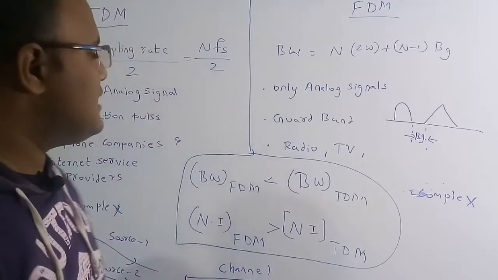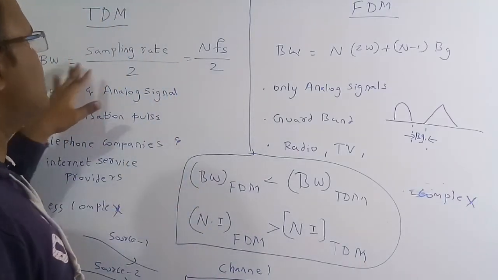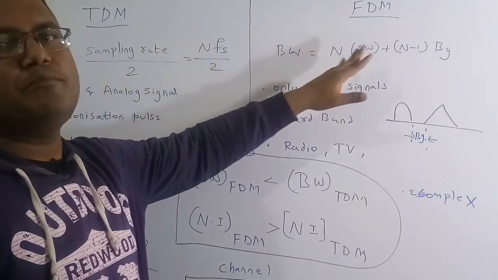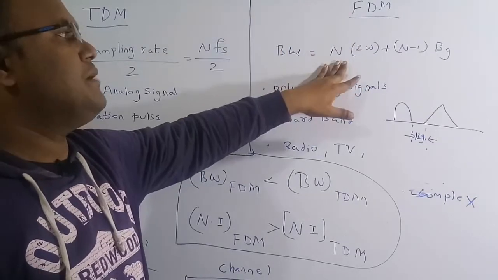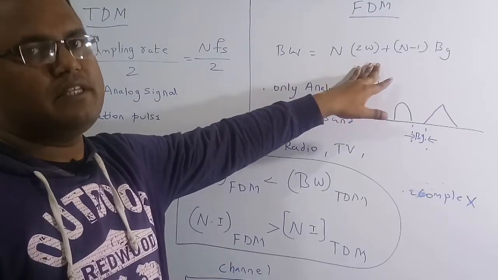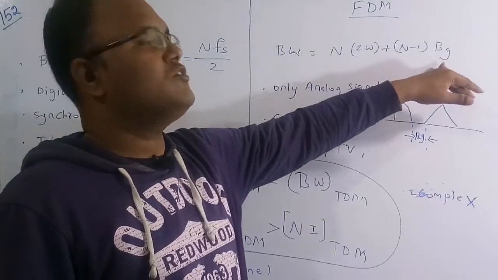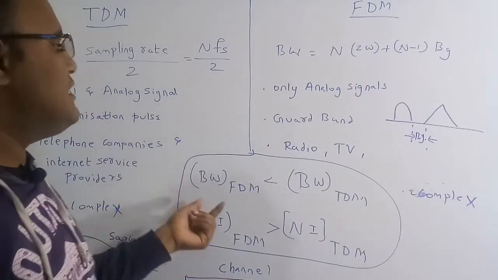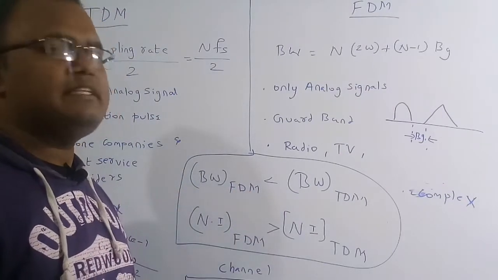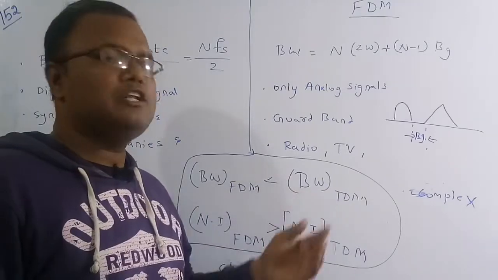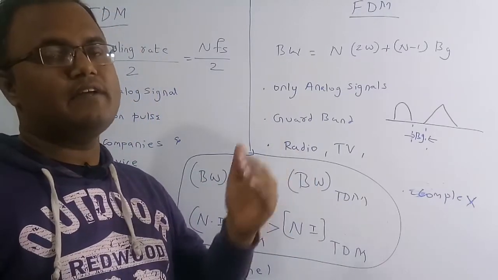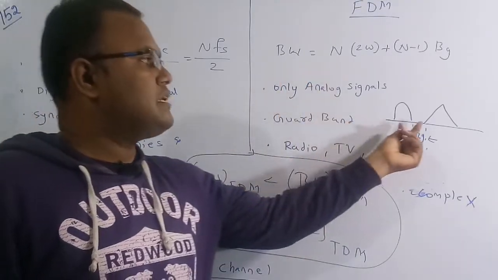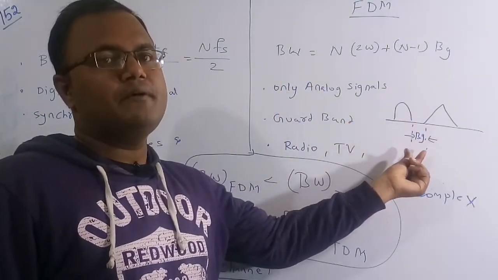So we can say here the bandwidth of the TDM is sampling rate by 2, which is N fs by 2, and the bandwidth in the FDM, if you are going to use the double side bands, is the number of signals into 2 times the bandwidth of each message signal plus (n-1) into guard band. This is the overall bandwidth. From this we can see that the bandwidth of the FDM is very less when compared to the bandwidth of the TDM, because in the TDM each and every time slot is fully used, but in the FDM some amount is not used because we are going to keep a guard band.